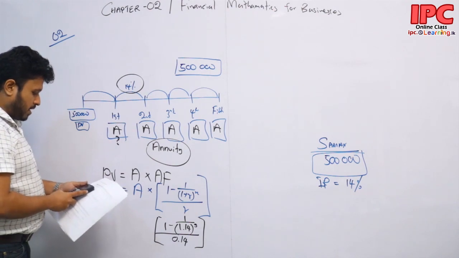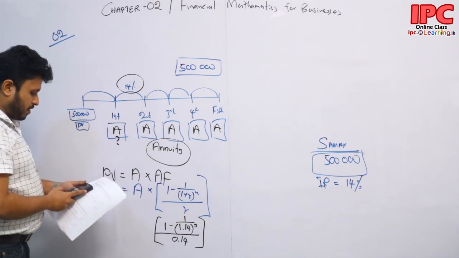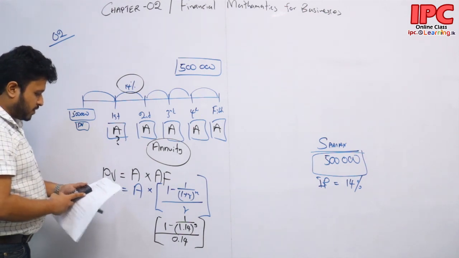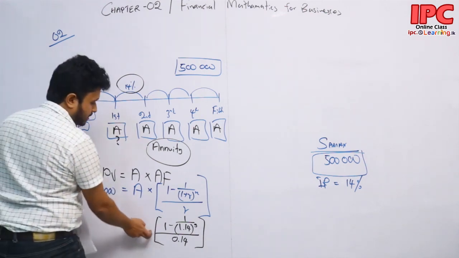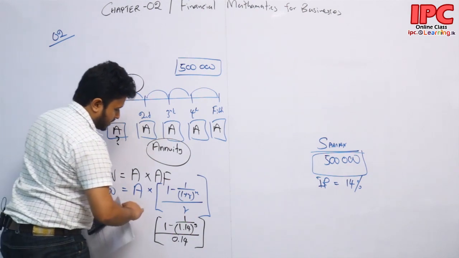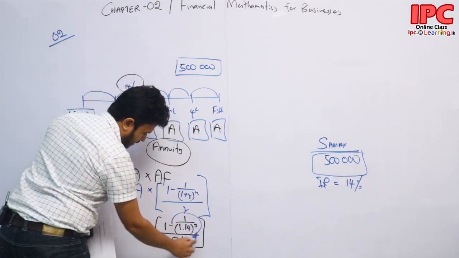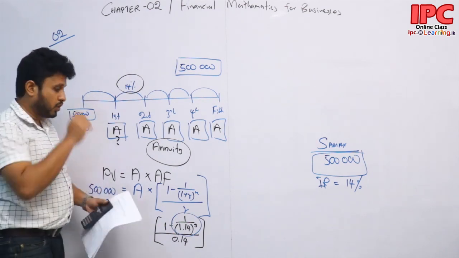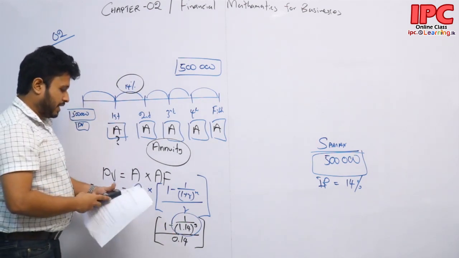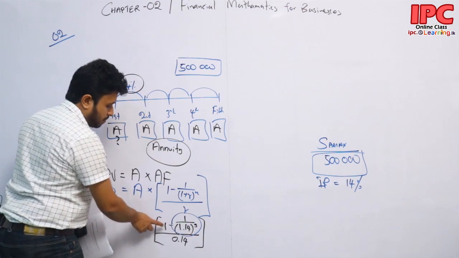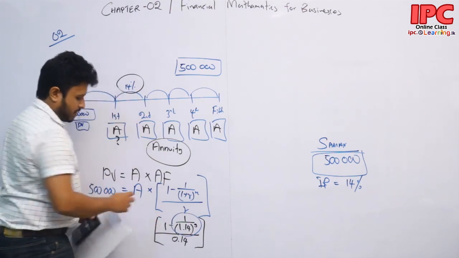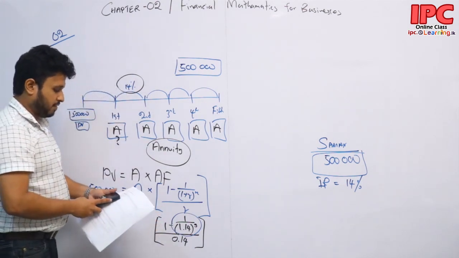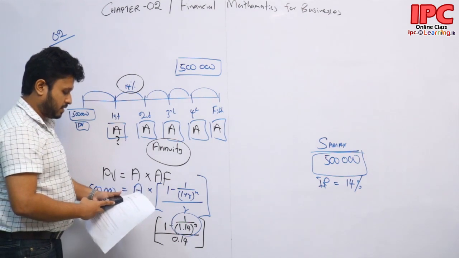One divided by 1.14 to the power 5. So how are we going to take this answer from the calculator? First you have to take the answer for this part, 1 divided by 1.14 to the power 5. Then you have to subtract it from 1. We are typing 1 minus answer.